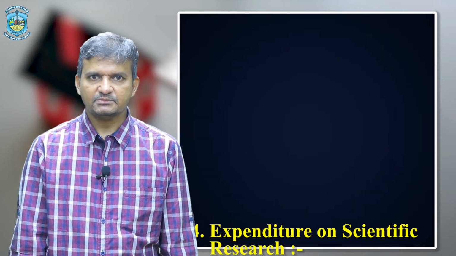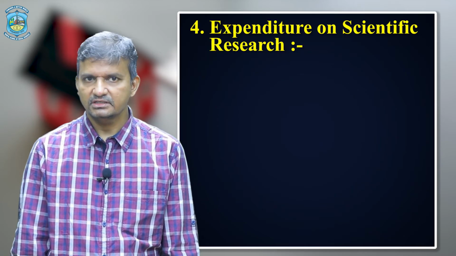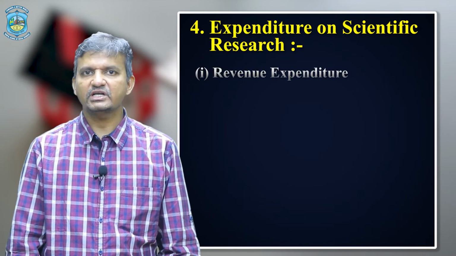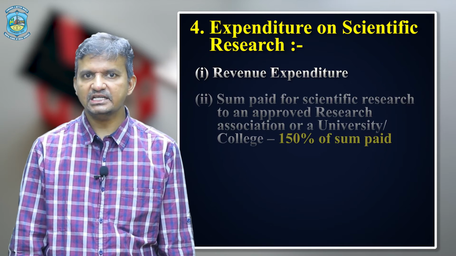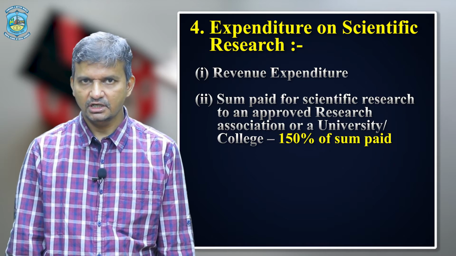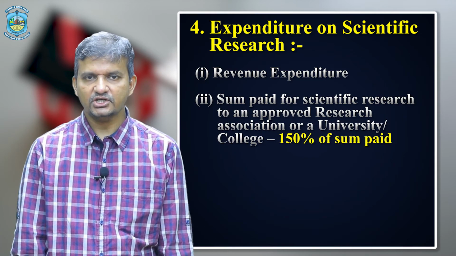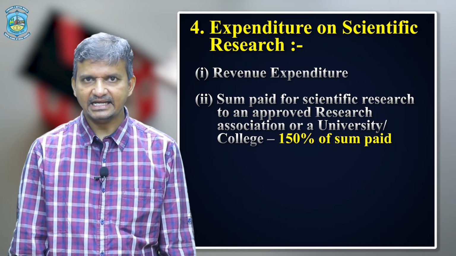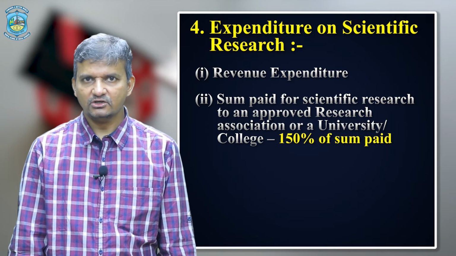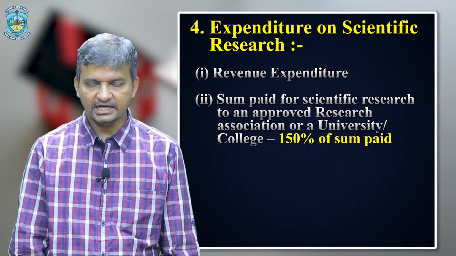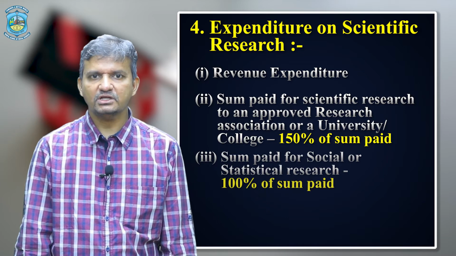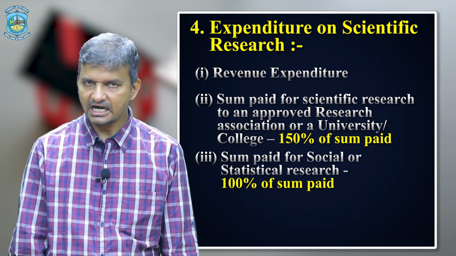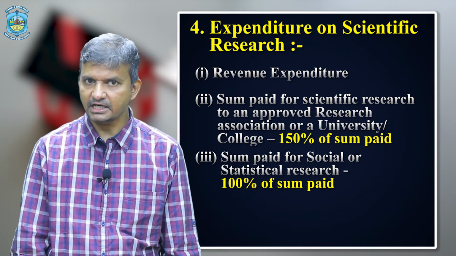Next would be expenditure on scientific research. In this case, what all amount will be deductible? All revenue expenditure, number one. Next, if any sum is paid for scientific research to an approved research association or a university or a college, in that case 150% of the sum so paid shall be deductible, and if any amount is paid for social or statistical research, in that case 100% of the amount paid shall be deductible.